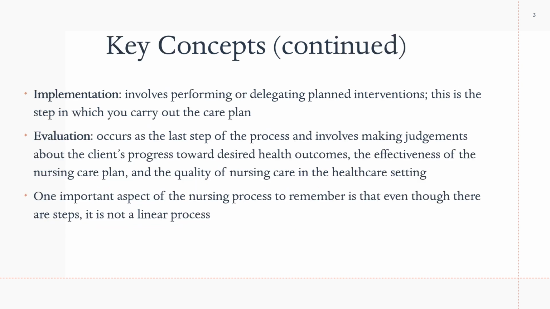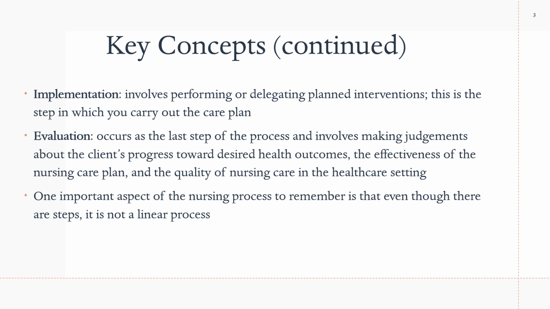So implementation is the I. Implementation will involve performing or delegating planned interventions. This is the step in which we are going to carry out the care plan that we have already devised. And then E is evaluation. Evaluation will occur as the last step of the process and will involve making judgments about the client's progress toward their desired health outcomes, the effectiveness of the nursing care plan, and the quality of nursing care in the healthcare setting.